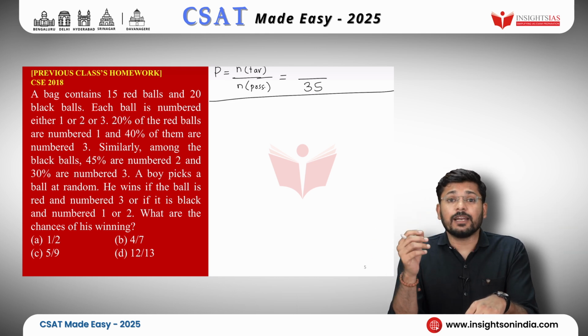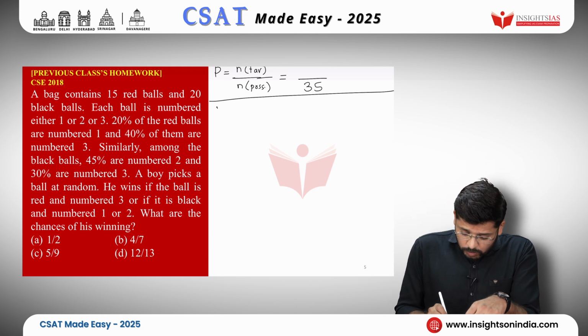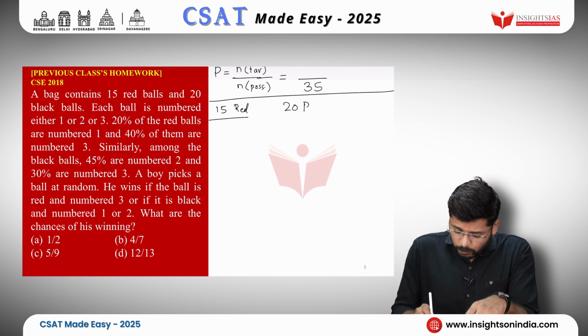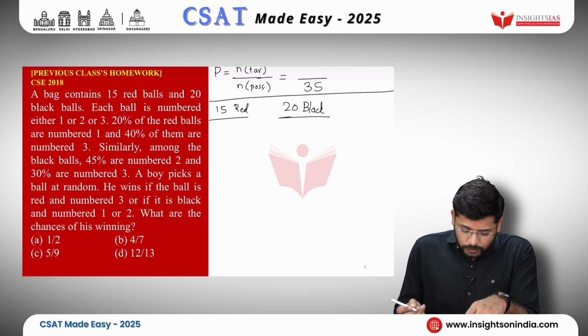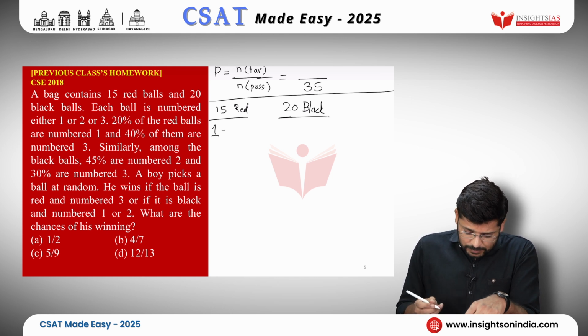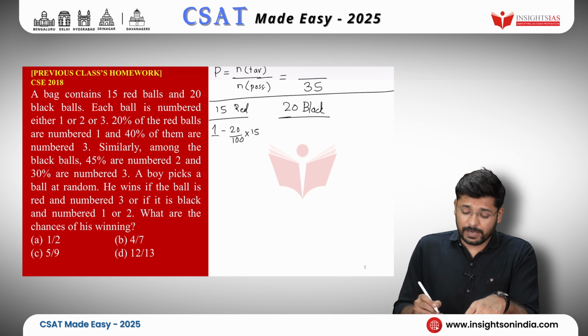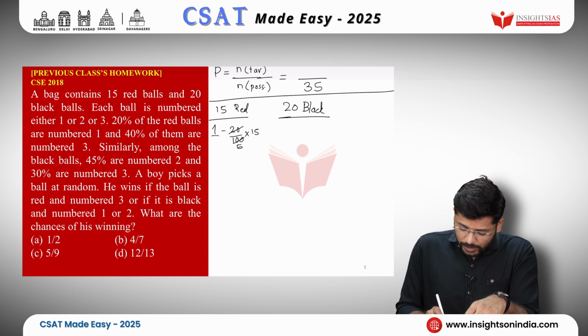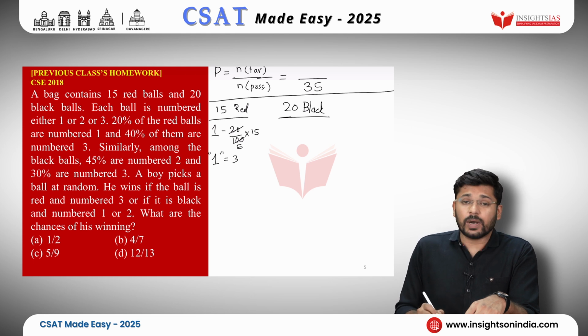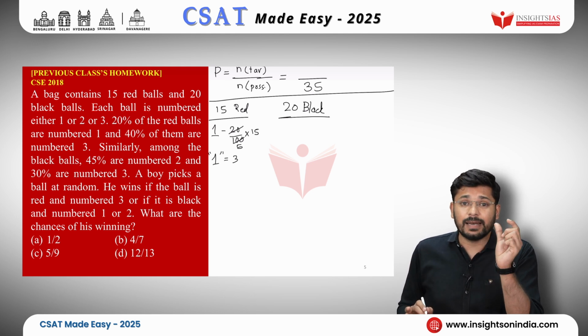Now let's calculate the number of favorable possibilities. So there are 15 red balls, right, and 20 black balls. Now how many of the red balls have been numbered 1? That would be 20%. 20% of the red balls are numbered 1. So what is 20% of 15? That would be 20 by 100, which is nothing but 1 by 5, because 20 into 5 is 100. So 15 by 5, you will get 3. So 3 red balls have been numbered 1.